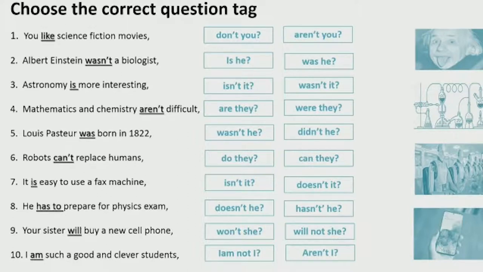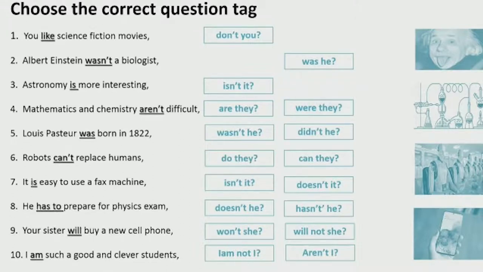Alright, so let's correct. And of course, if the time is not enough, you can pause the video and you can take as much time as you need. Okay? Good, so let's correct. So we have the first one. I helped you with this one, so it should be don't you. And the second one, it should be was he. Very good. The third one, it should be isn't it.